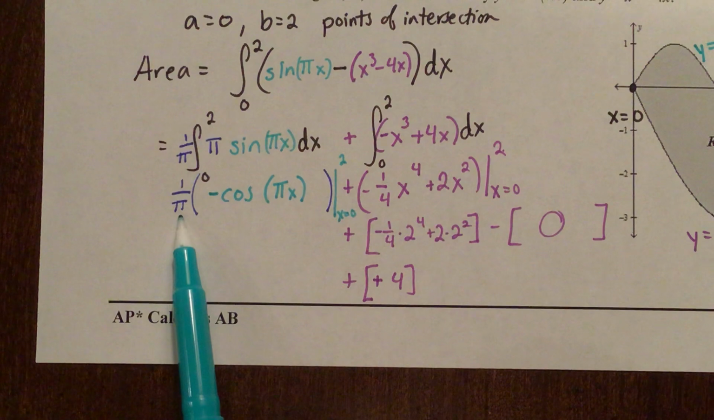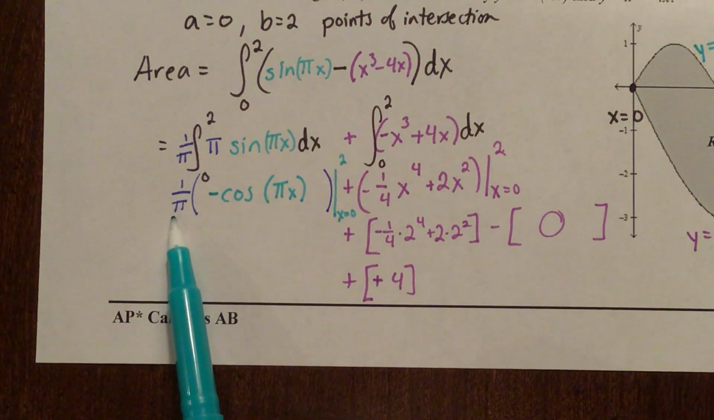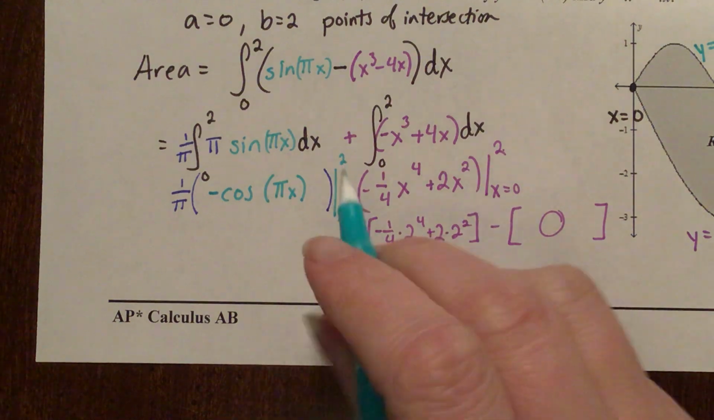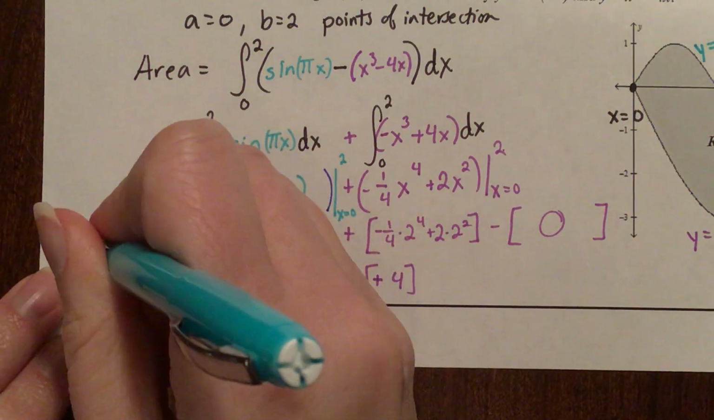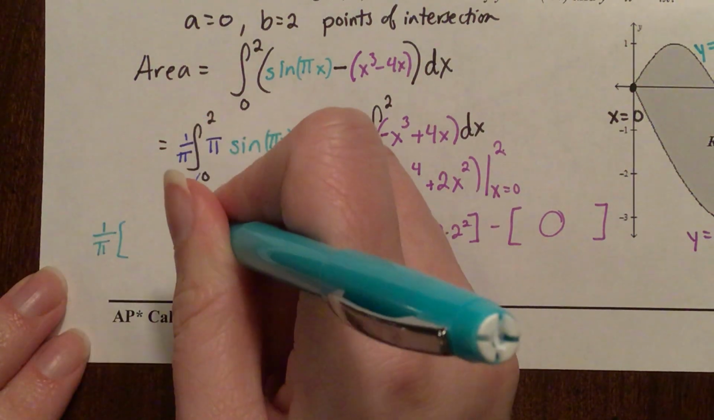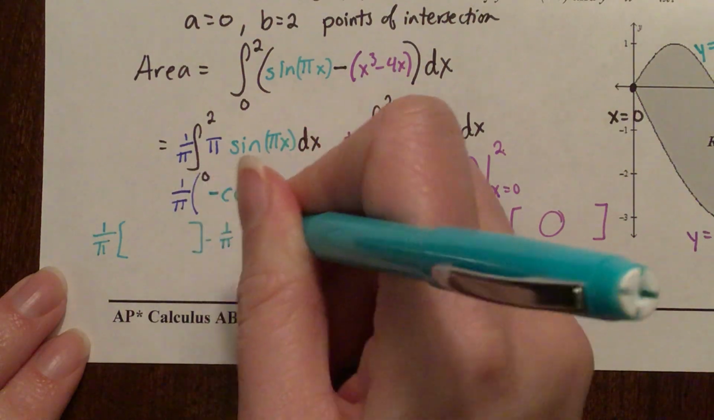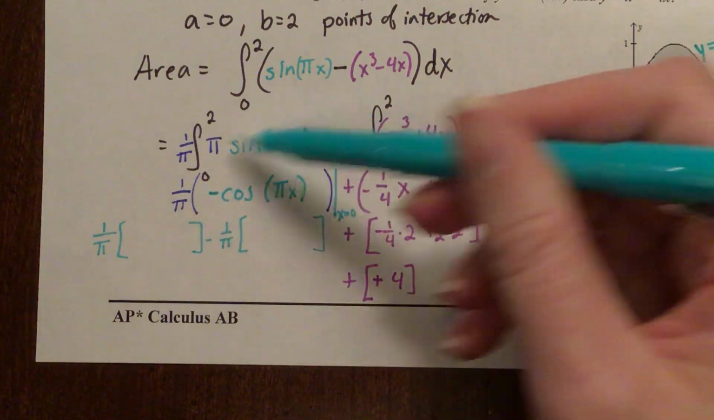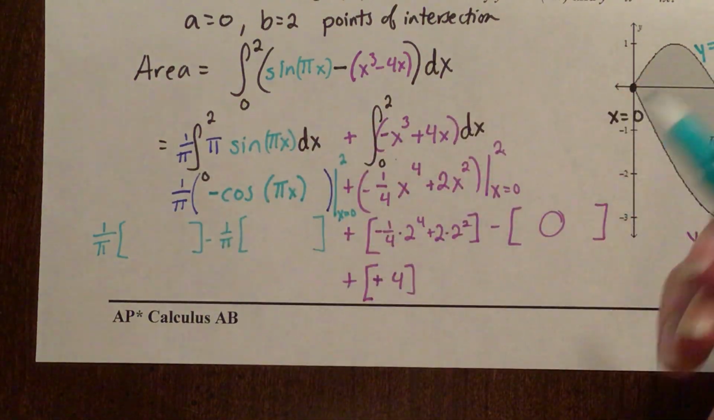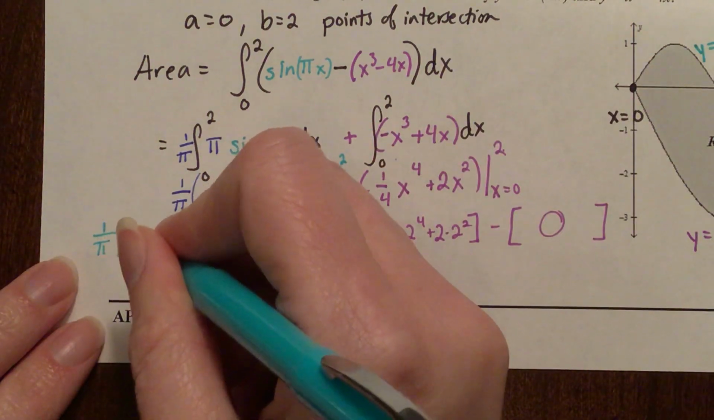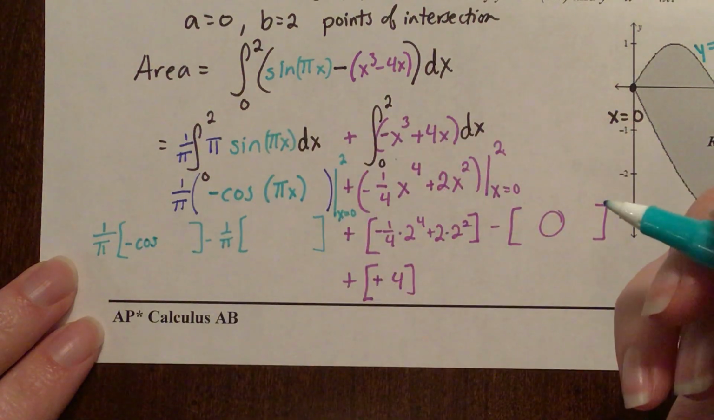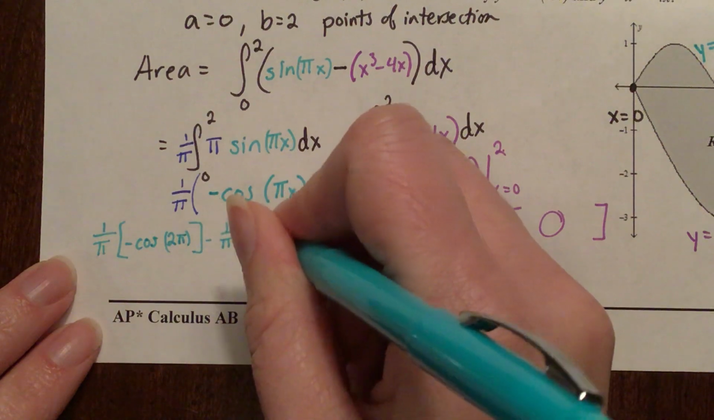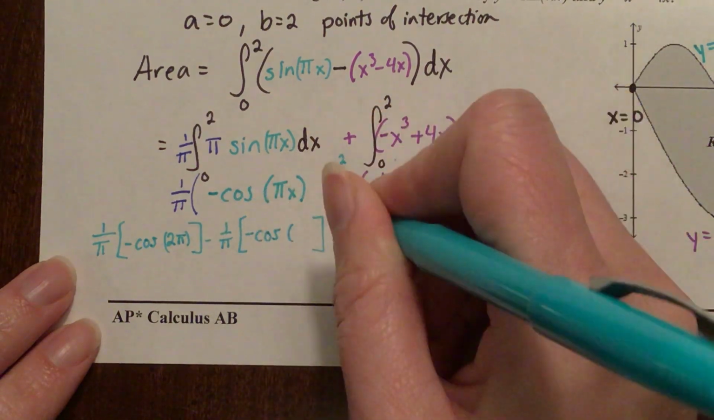Okay, so the 1/pi is really multiplied times this negative cosine business. Okay, bracket this up. 1/pi times our first bracket minus 1/pi times our second bracket, because the 1/pi is multiplied times this whole thing, so it gets distributed to both pieces. So this is negative cosine of 2pi, and this is negative cosine of 0.